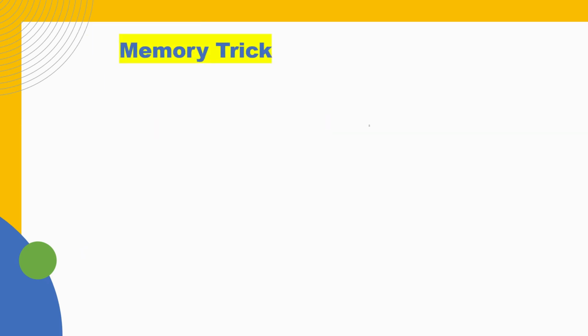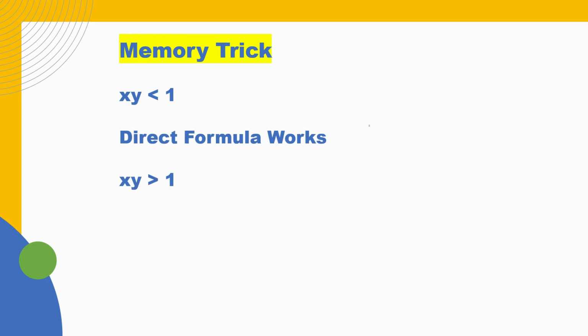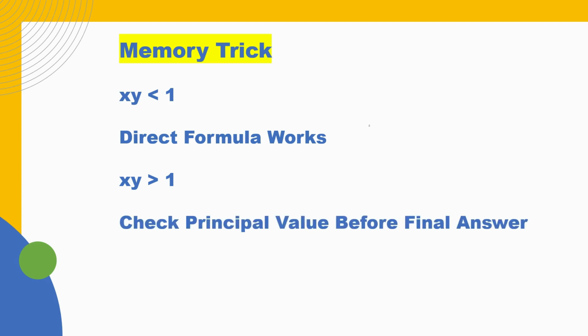So, here is a simple hack for you to remember. Whenever you see tan inverse plus tan inverse, first check the product. If the product is less than 1, directly apply the formula and you get the correct answer. But whenever the product is greater than 1, raise a red flag in your mind. A principal value correction may be waiting. So check for the principal value before your final answer.